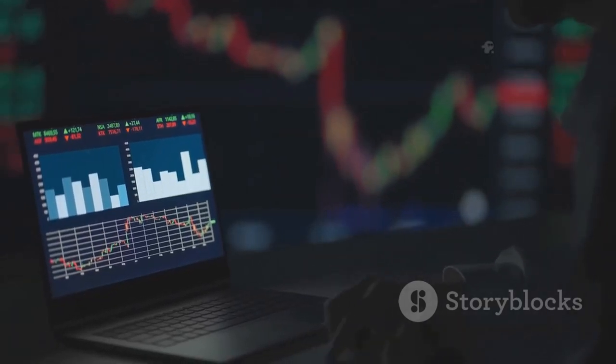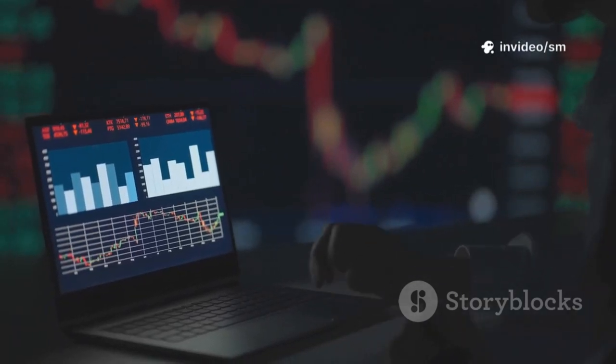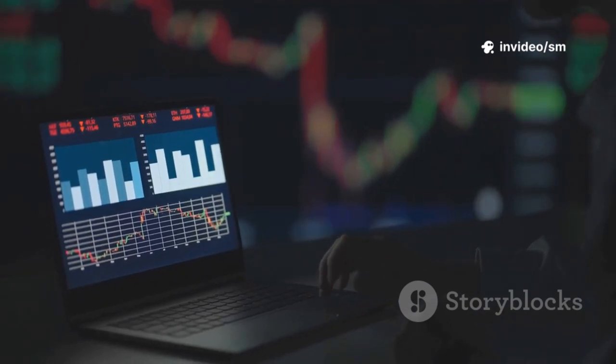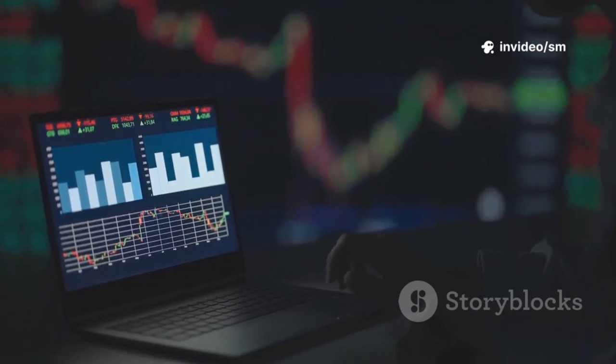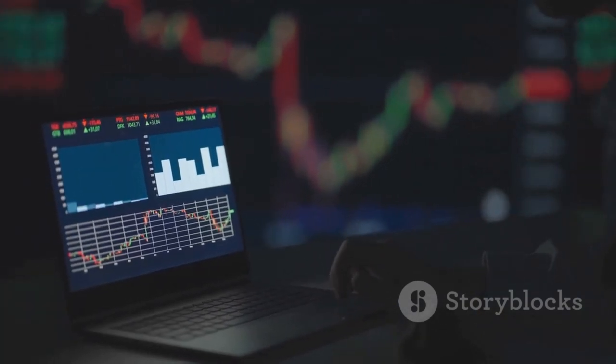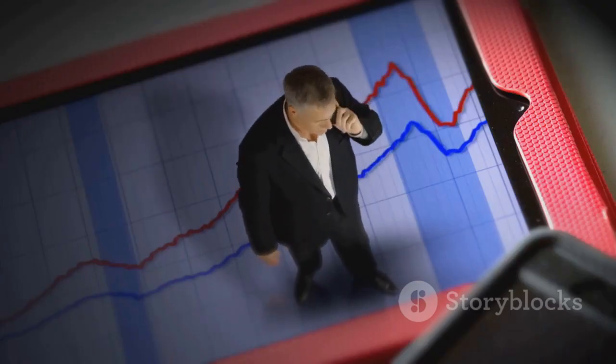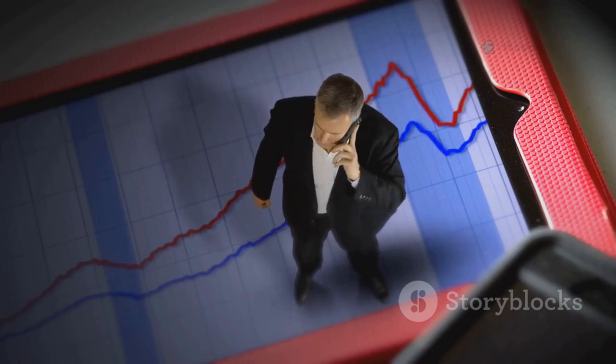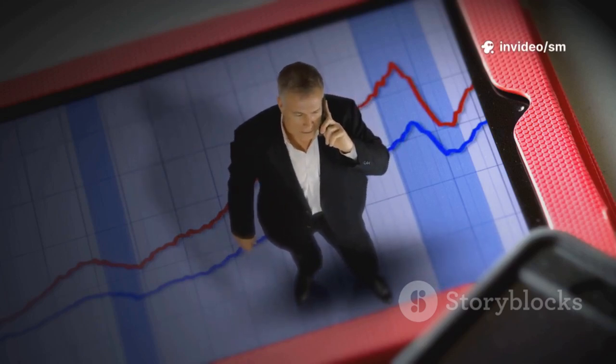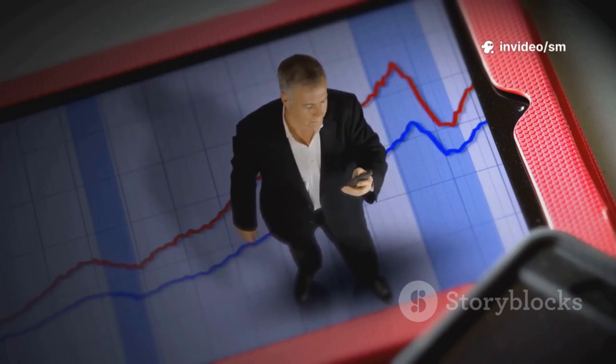Modern charting tools make this strategy even easier. You can set alerts for moving average crossovers so you don't have to stare at charts all day. When a crossover happens, you'll get a notification and can act quickly without missing opportunities. Remember, the goal isn't to catch the exact top or bottom of a move. Instead, you want to ride the main part of the trend, the sweet spot where most of the profits are made.